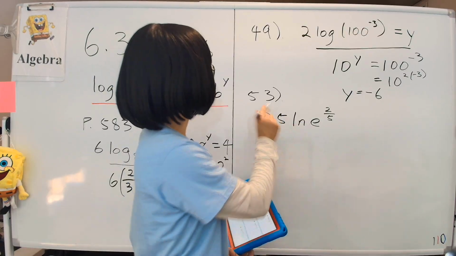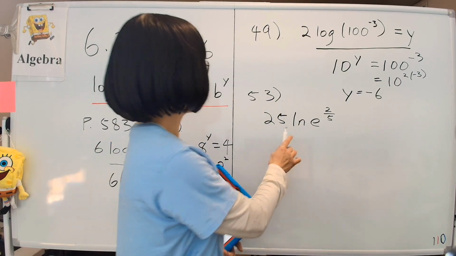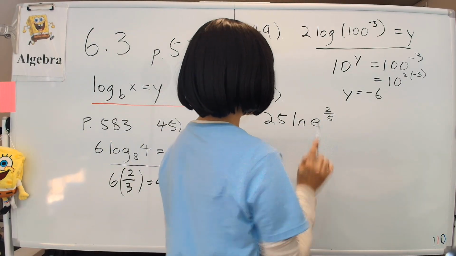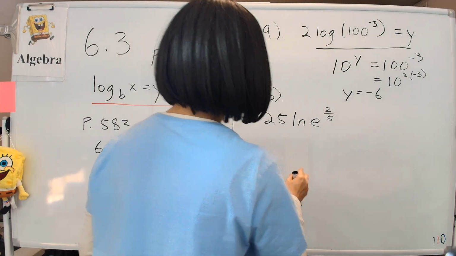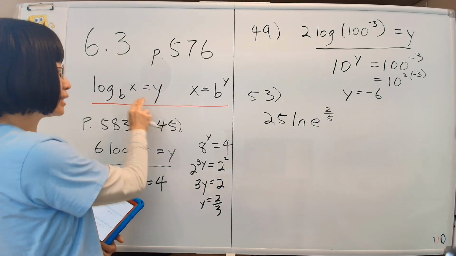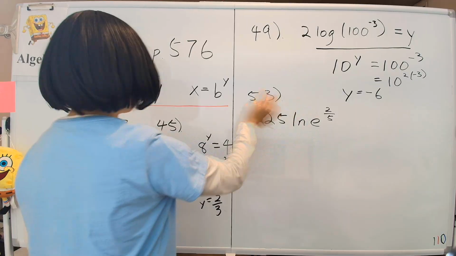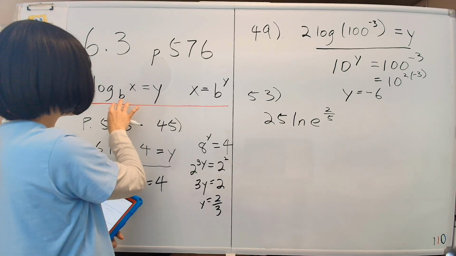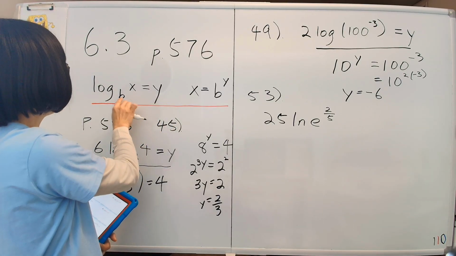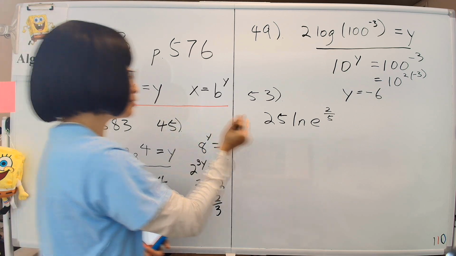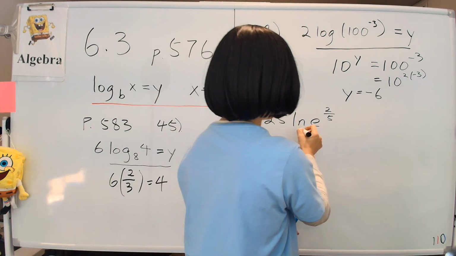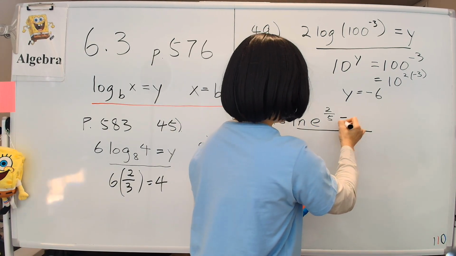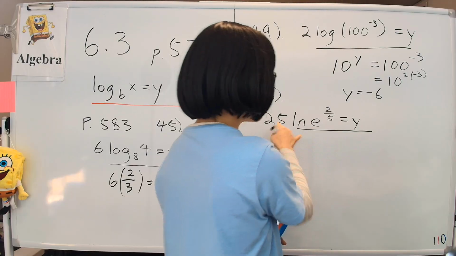Okay, now problem 53, we need to calculate 25 natural log e to the 2/5 power. Okay, again, we're going to do this trick where natural log means the base is e, and e is a number, 2.7, whatever, we don't care what it is right now. So we need to follow this equation. So let's say this equal to y as the formula states. Okay, just this part. We'll worry about the 25 later.